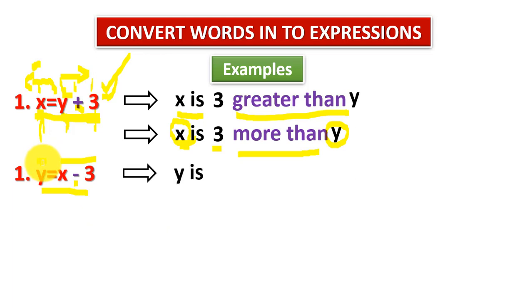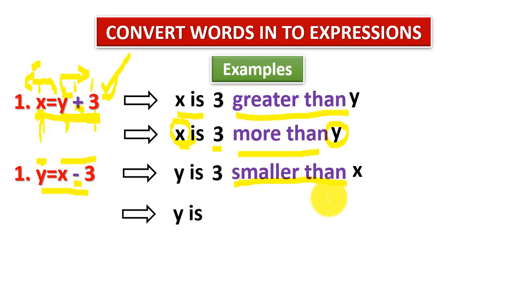Y is what we are discussing. The value Y is 3 smaller than X. When minus is there, you should mention the word smaller or less. These two words you may use. In other words, we can say that Y is 3 less than X. This is the representation of an expression in words.